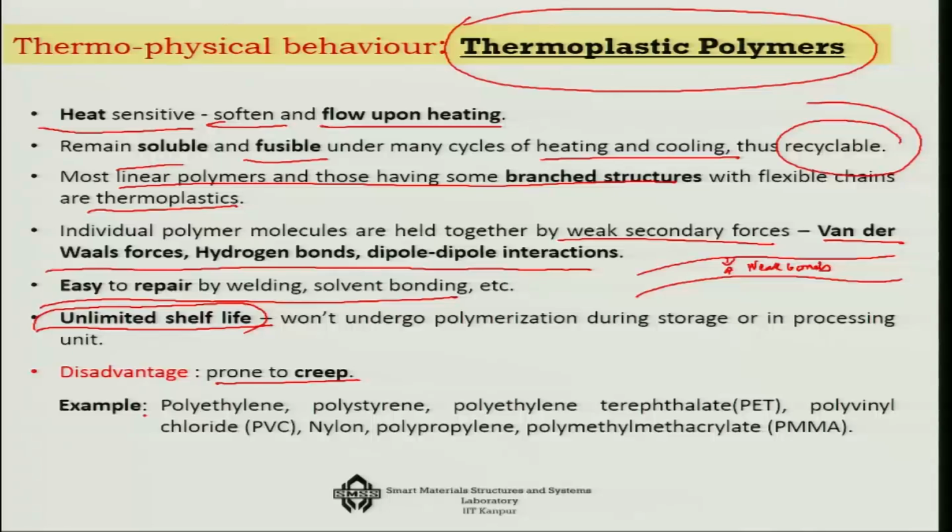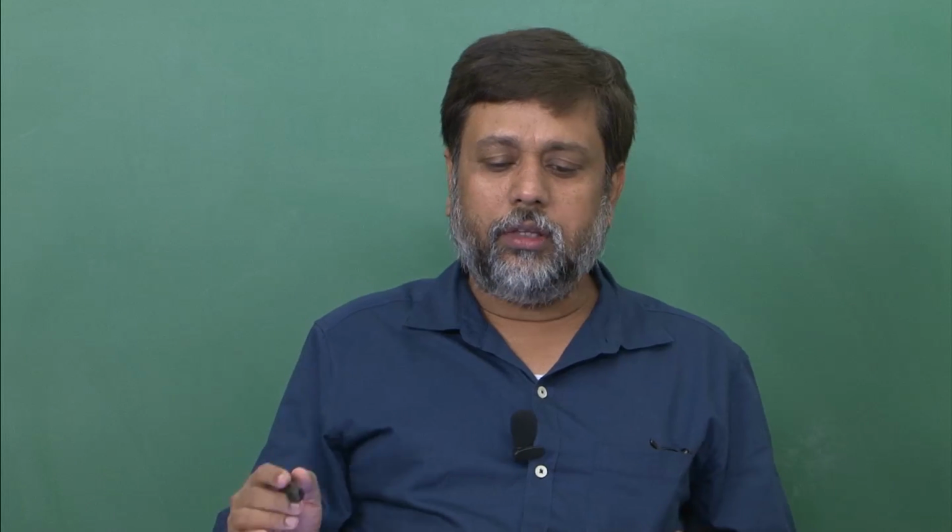So, the examples are like polyethylene, polystyrene, PET that you see many times used for bottles, etc., PVCs, nylon, polypropylene, PMMA. PMMA is used by your dentists, for example, if you go, they make artificial teeth or such kind of thing using PMMAs. So, it is also known as dentist's powder. So, that is the thermoplastic polymers.